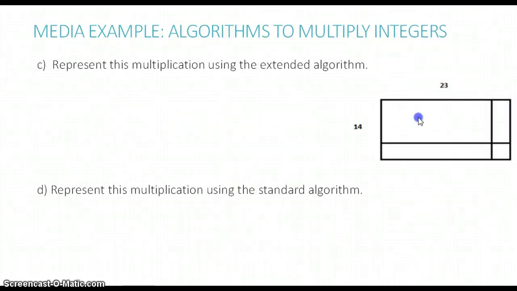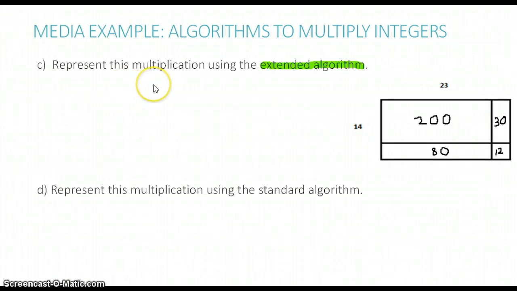Now let's start by labeling this in our rectangle. This was 200, this was 30, this was 80, and this was 12. Now let's read the next problem. Represent this multiplication using the extended algorithm. We're going to call the extended algorithm using all of these pieces and summing them up individually to find our multiplication product.